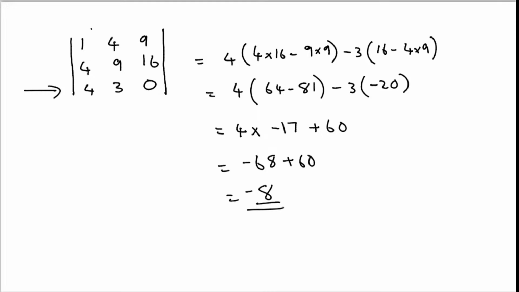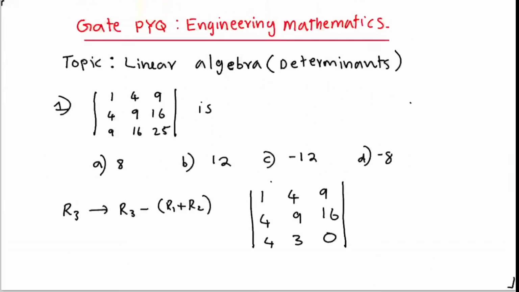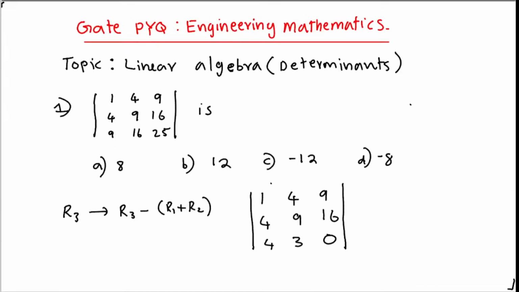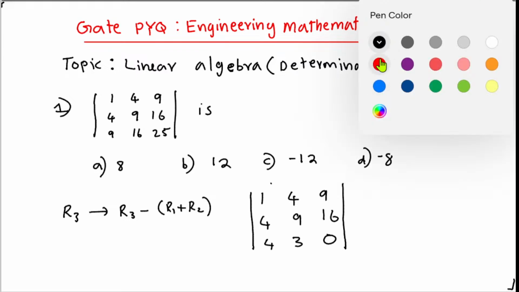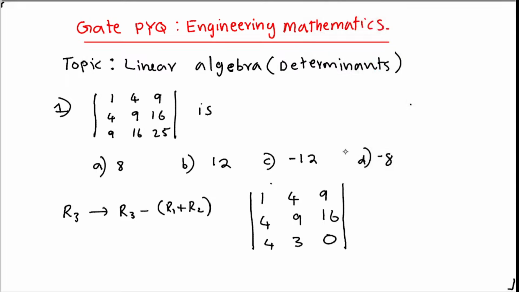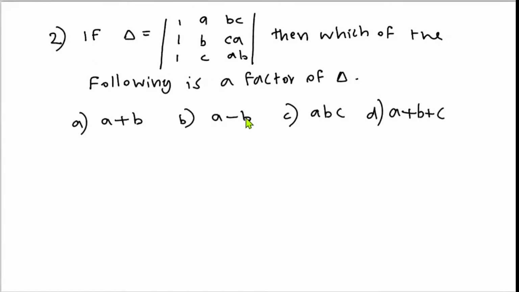So there is actually nothing much to do in this question. We can directly calculate the determinant and the answer is minus 8. So from these four options, the correct answer is minus 8. So we can go to the next problem.